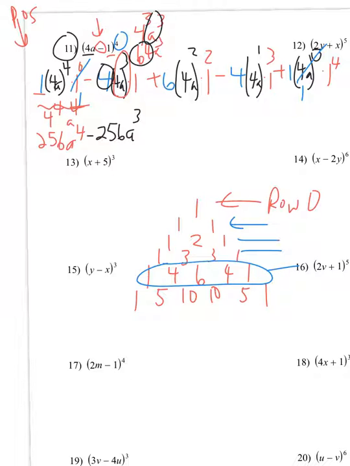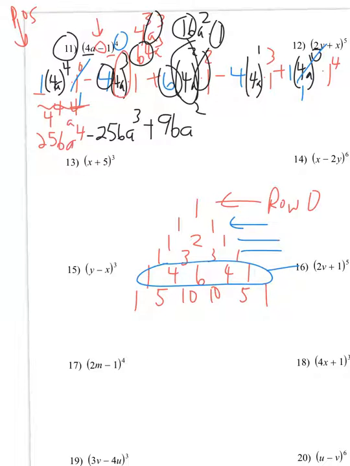Now I go to the next one. I have 4a squared, so I square the 4 and square the a, that's 16a squared. 1 squared is 1. So I'm going to multiply my 6 from Pascal's triangle times my 16 times my 1. So that's going to be 96. And we're at a squared on this term.